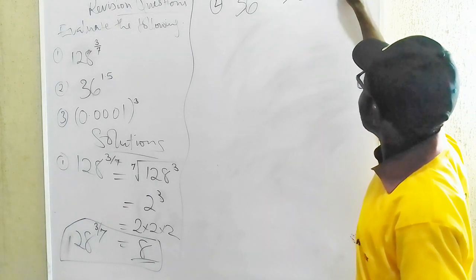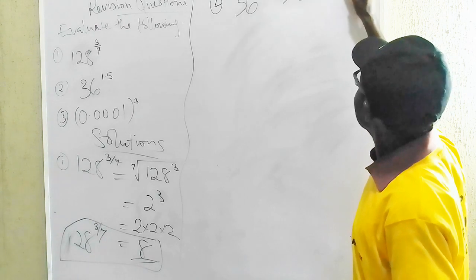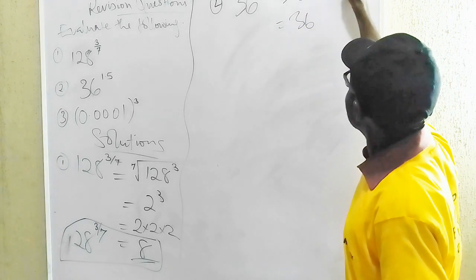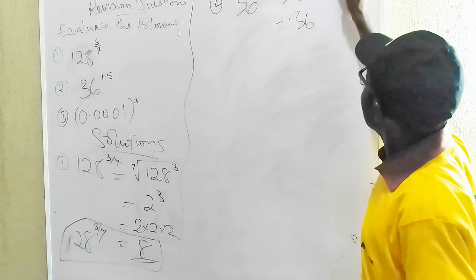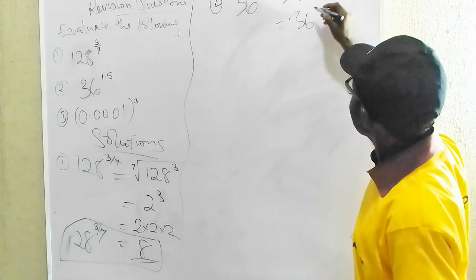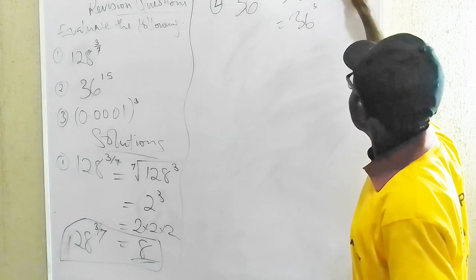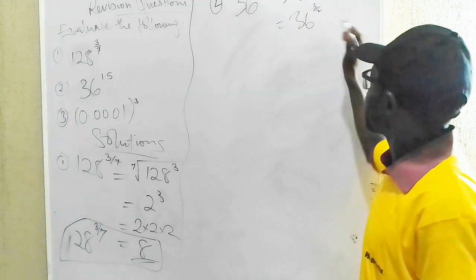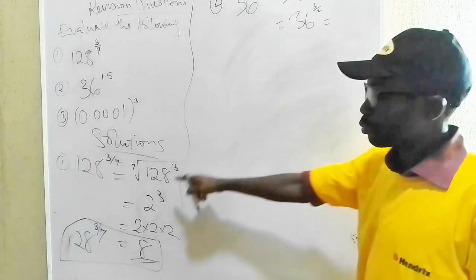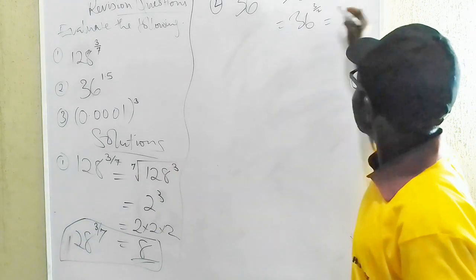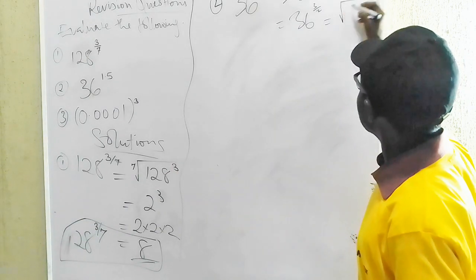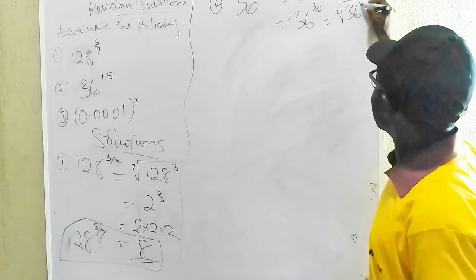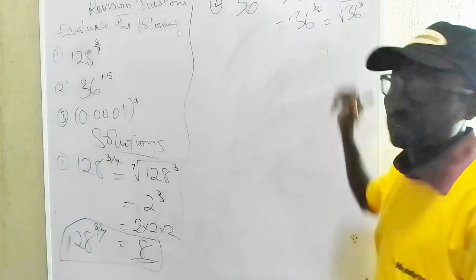I divide by 5, divide by 5, it's going to become 36 raised to the power of 3 over 2, because 15 divided by 5 gives you 3 and 10 divided by 5 gives you 2. This makes it simple. Now remember the rule. The denominator becomes the root, the square root, but you don't write the square again, and then 3. There's no point writing the 2 again.